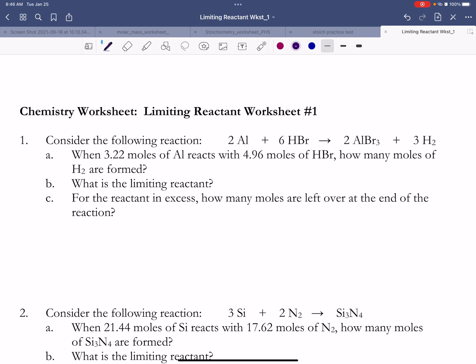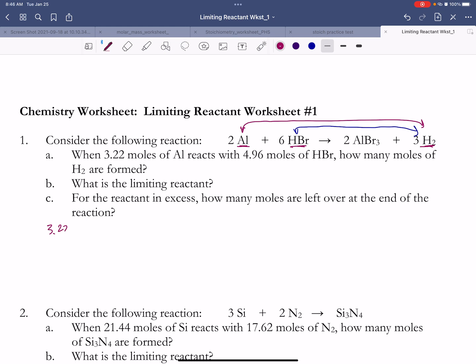So let's just start here. We got 3.22 moles of aluminum, and it reacts with 4.66 moles of this. How many moles of this can you make? So what we're going to do first is figure out if you have a certain amount of aluminum, how much of this do you get? And then using a different color, we'll figure out, okay, if you have a certain amount of this, how much do you get? And we will compare those numbers. So let's do the aluminum first.